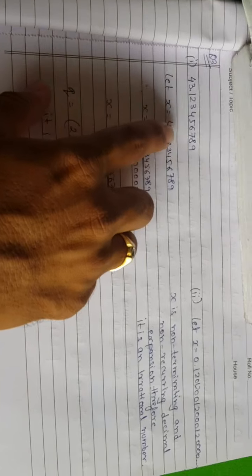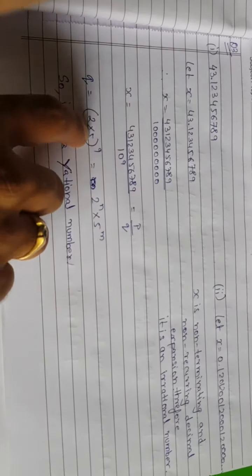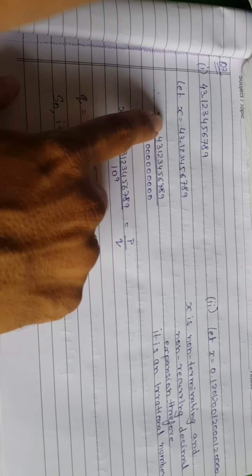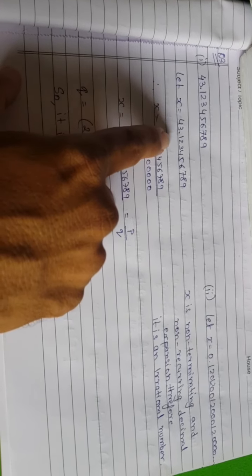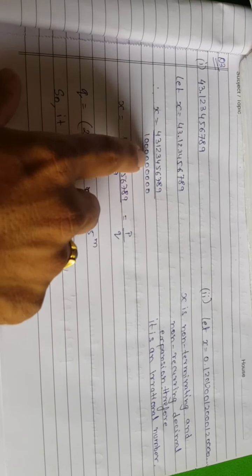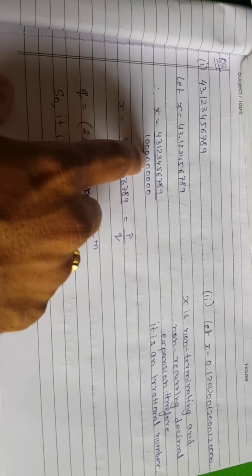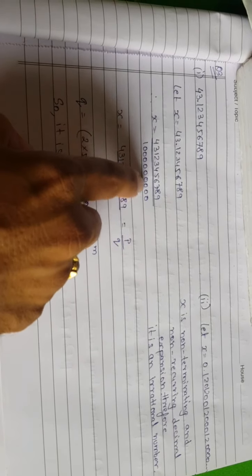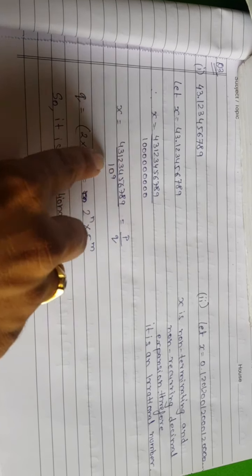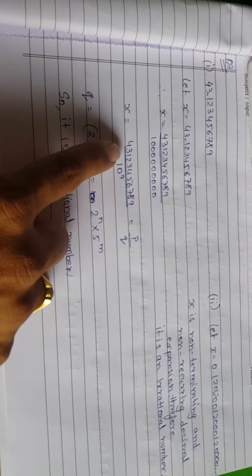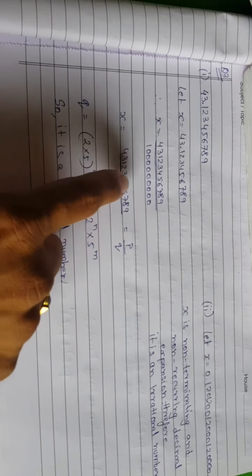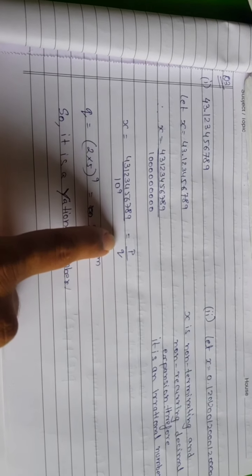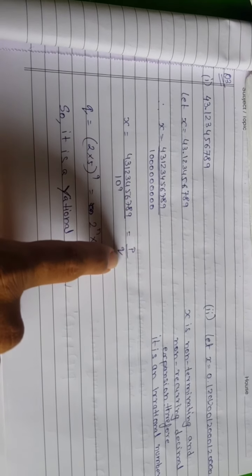First, it is given to us 43.12345678. So let x be equal to 43.12345678. If I want to remove the point, I have to put zeros in the denominator. I have removed the point and there are 9 digits, so I'll put 9 zeros in the denominator. Now I can write x equal to 43.12345678 upon 10 raised to 9. It is in the form of p upon q.